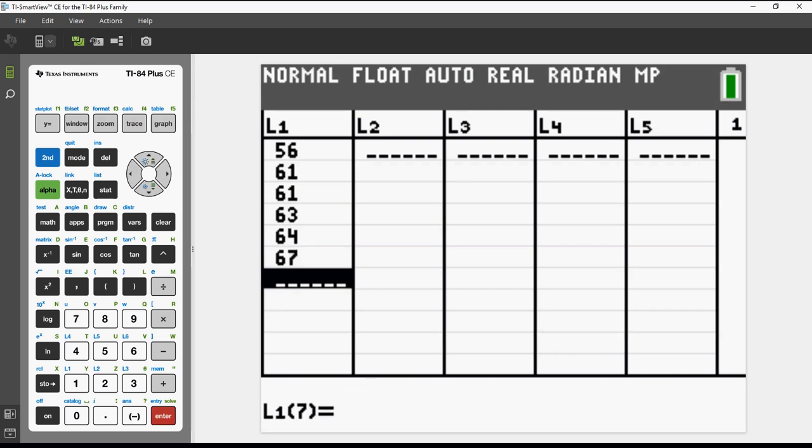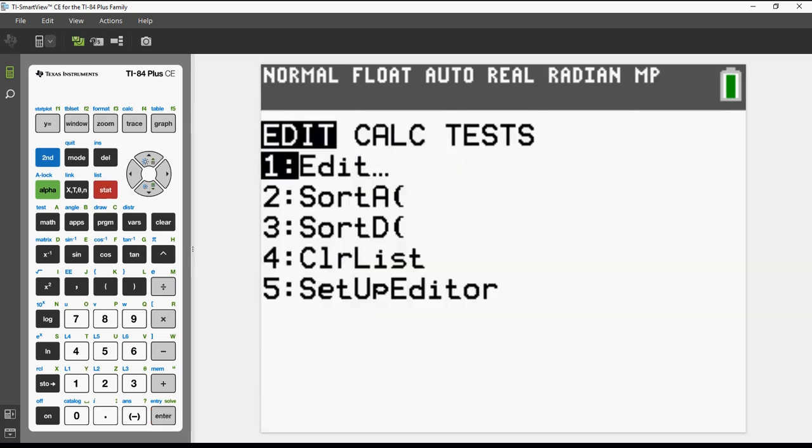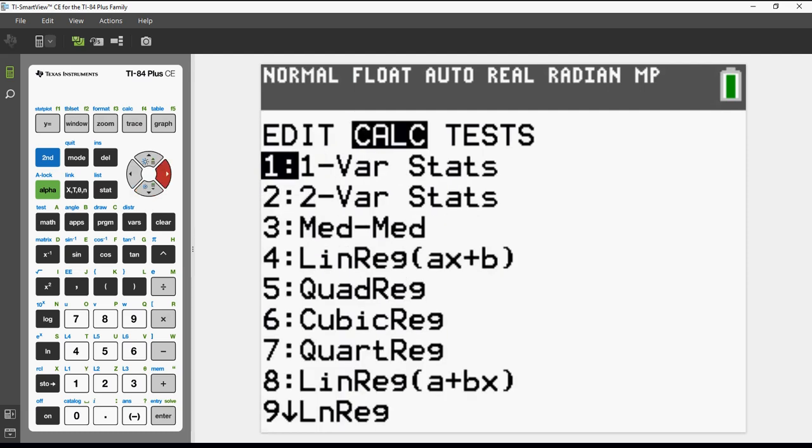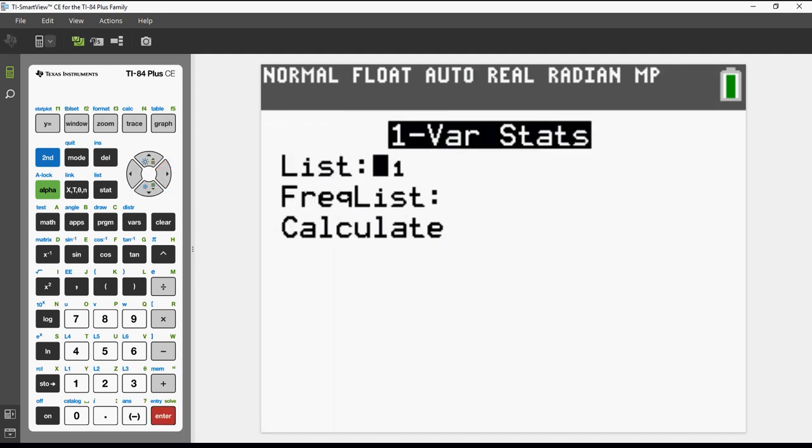And now that they're in, where am I going to go to have it calculate that mean? Well, we're going to get to that, but where do I go then? Go back to stat and go where? Calculate. Oops, scroll over. And we want number 1. We want the statistics, one variable statistics, because there's only one column. So hit enter, and then hit enter 3 times.